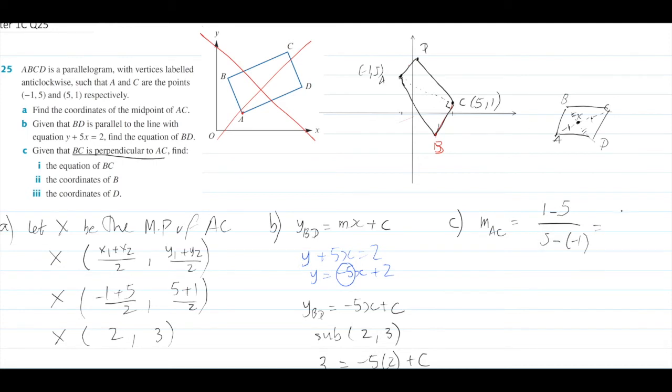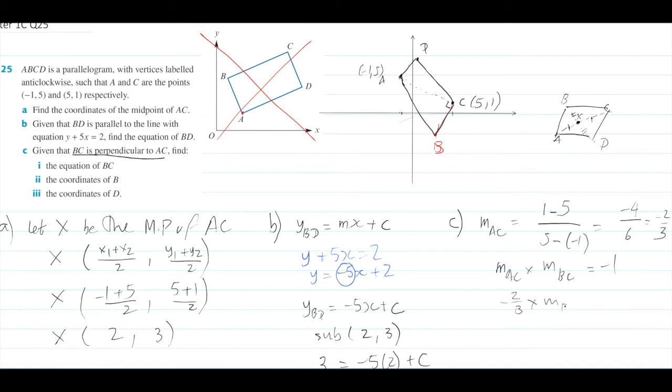Minus negative 1, and you get negative 4 divided by 5 minus 1, which is 6, and you get negative 2 over 3 as the gradient for AC. So if you want to find the gradient for BC, we know if the two lines are perpendicular to each other, using a bit of our knowledge of linear equations, MAC multiplied by MBC should equal negative 1. And we know MAC is negative 2 over 3.